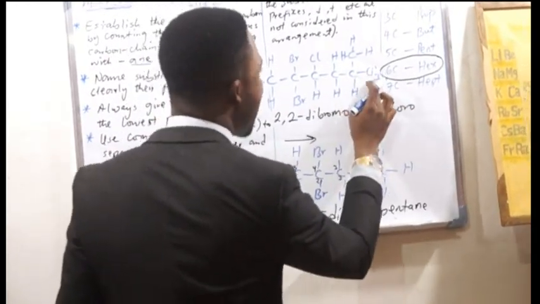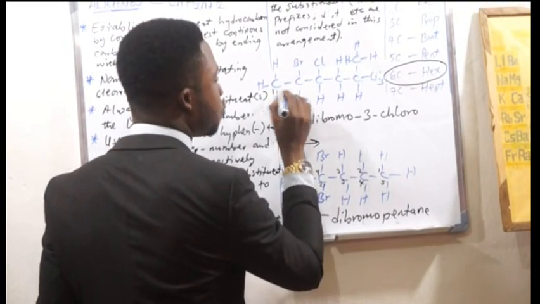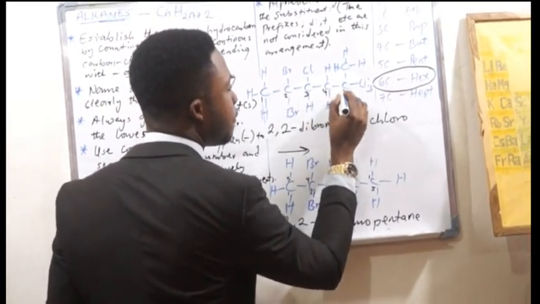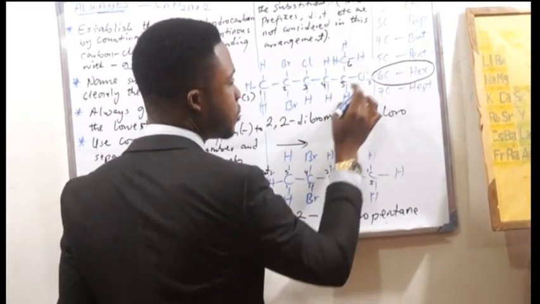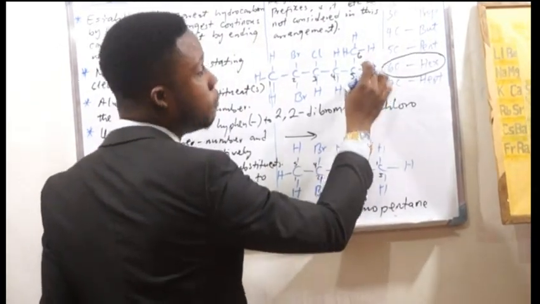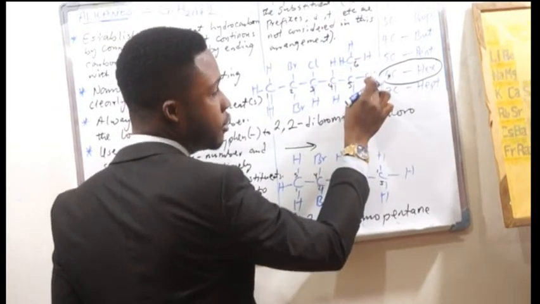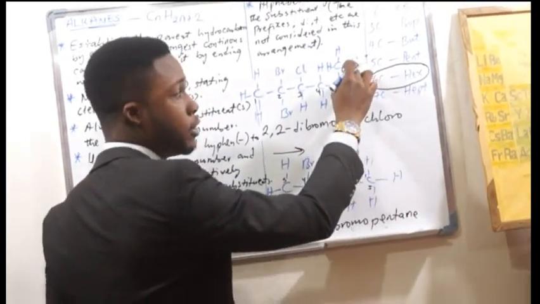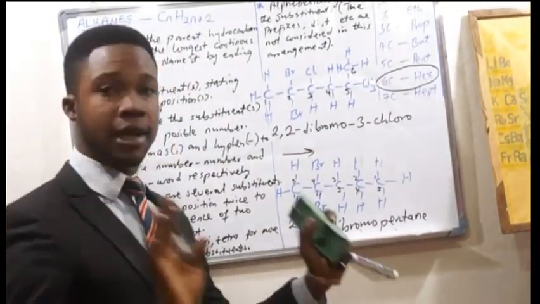Then at carbon 5, because we are going from left to right, 1, 2, 3, 4, 5, 6. So this is our carbon 5 that carries a methyl group. This can be the methyl group or this. If you go like this, this becomes the substituent. If you go like this, this becomes the substituent. And both of them are on carbon 5.